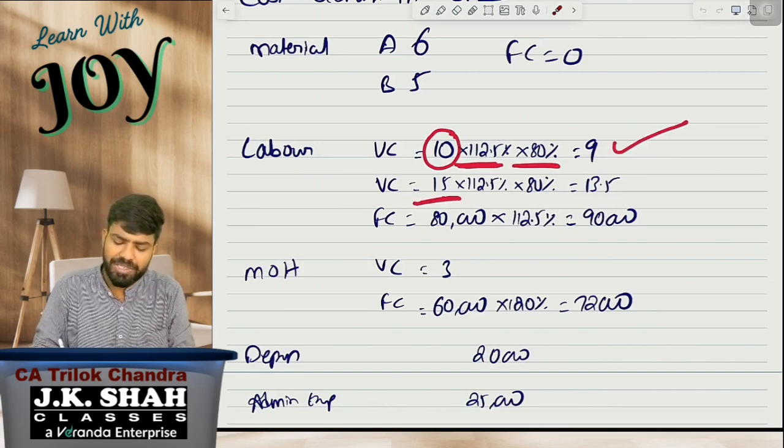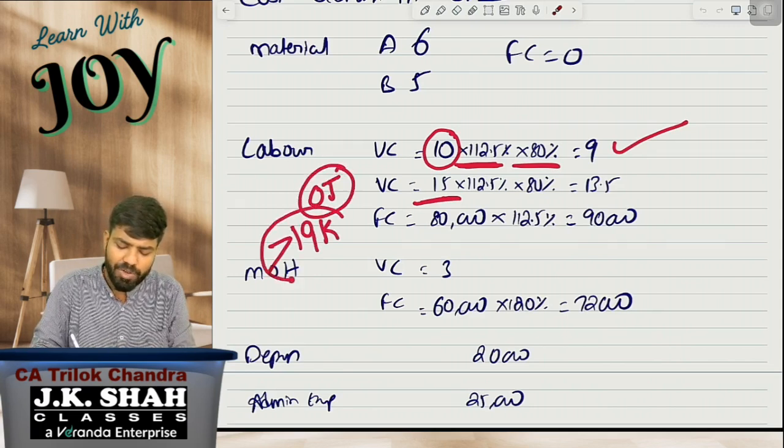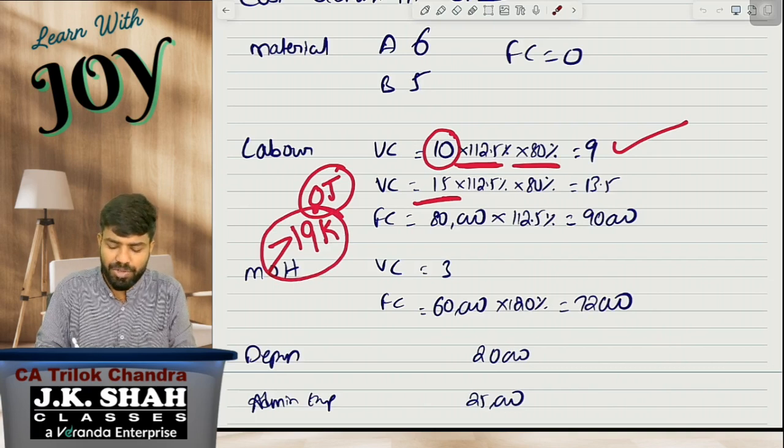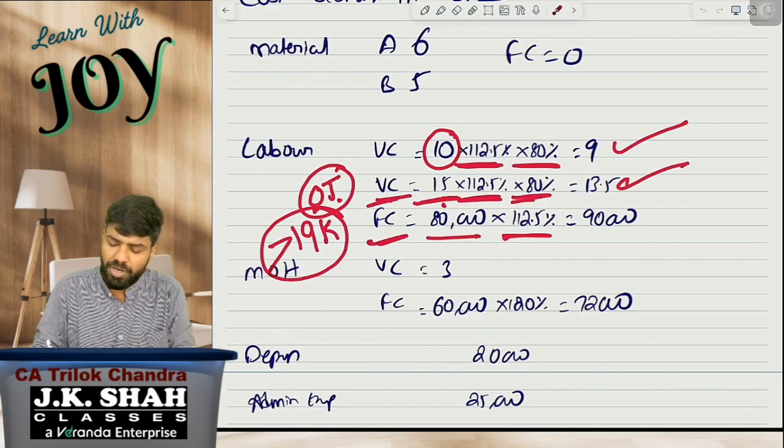Same way, 15 rupees. This is for overtime. Overtime is applicable when production is more than 19,000. So variable cost is 15 into 112.5% into 80%, which is 13.5. Fixed cost is 80,000 into 112.5% because labor cost is increasing.